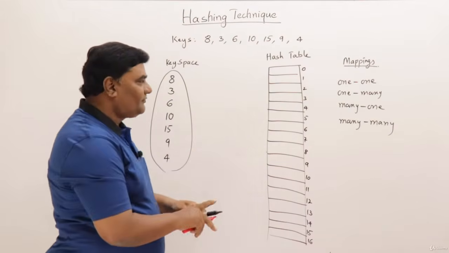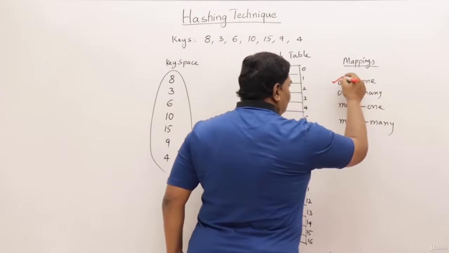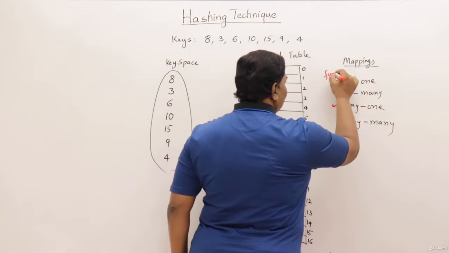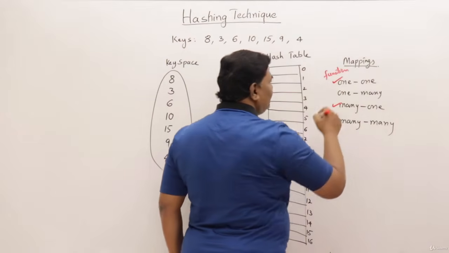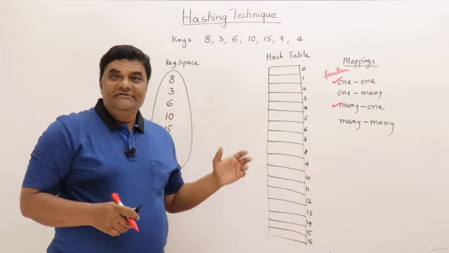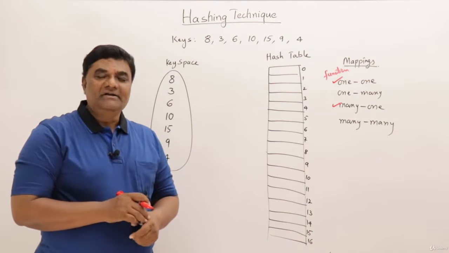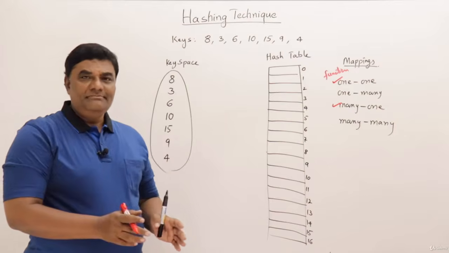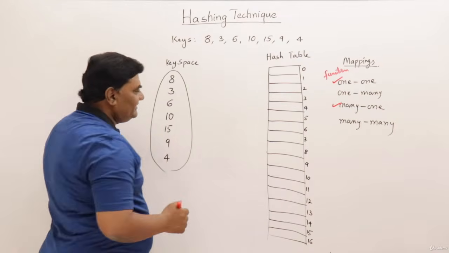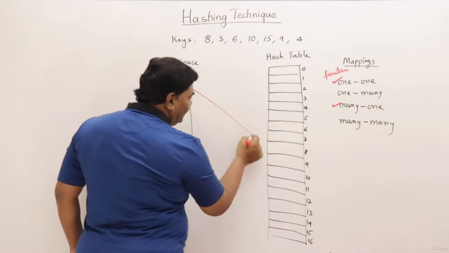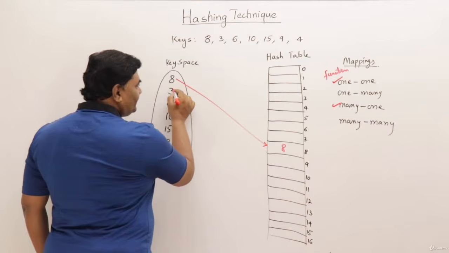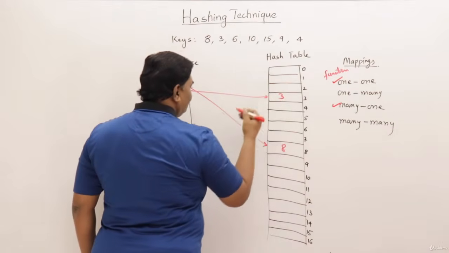Out of these 4 mappings, one-to-one and many-to-one are called functions. So yes, a function is a type of relation. So here we will use a function for mapping. First of all, let us map them based on the idea that I have given you. So let us map these. 8 should go at index 8. Then 3 should go on index 3.